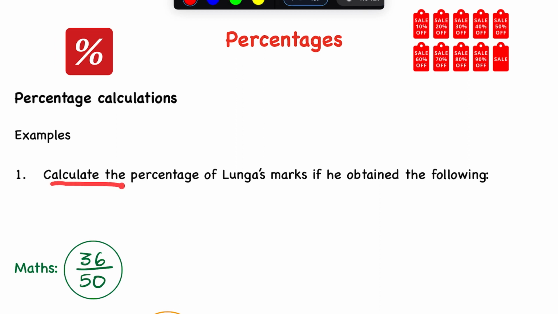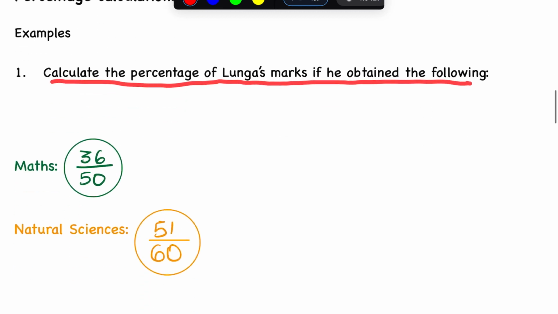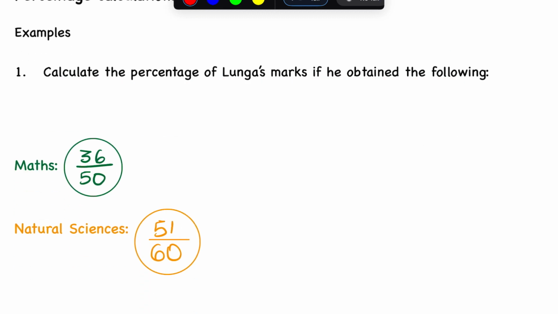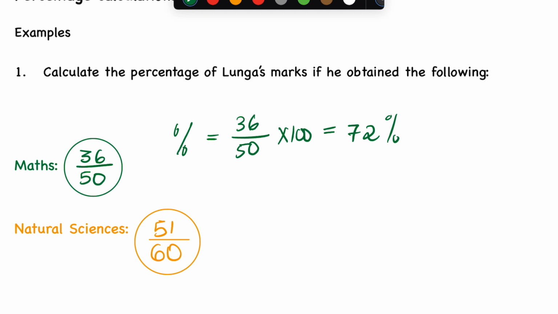Calculate the percentage of Lunga's marks if he obtains the following. For maths, Lunga got 36 out of 50. Now, we want to figure out what his percentage is in the maths test. So we calculate the percentage. We'll say 36, as it's written on his script, divided by 50 multiplied by 100. And then it's going to be what? 72% when you punch that in the calculator, right?